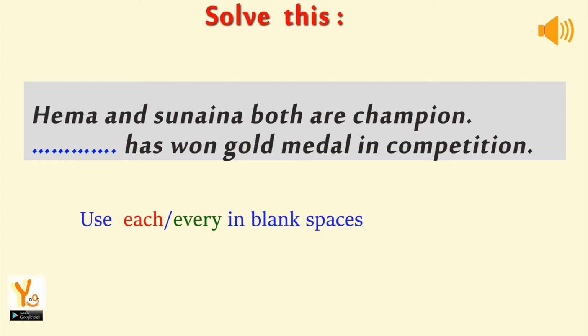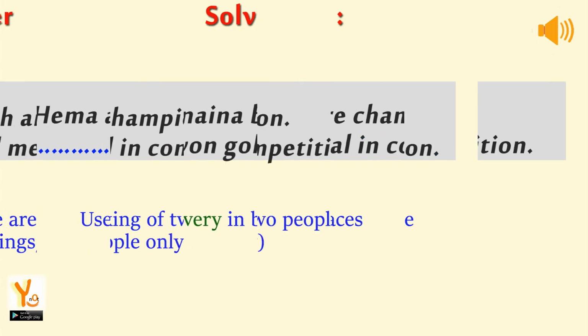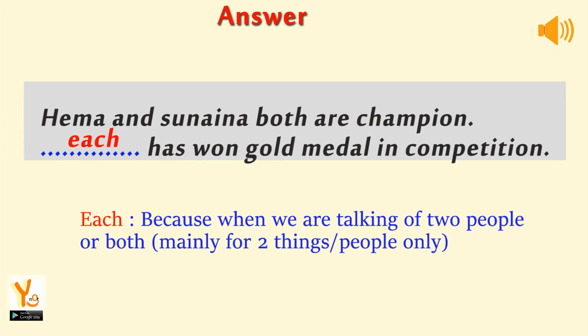Now solve this. Hema and Sunana, both are champions, dash has won a gold medal in the competition. Use each or every in the blank spaces. Here's the answer. Hema and Sunana both are champions, each has won a gold medal in the competition. Each is used, because we are talking of two people or both, mainly for two things or people only.